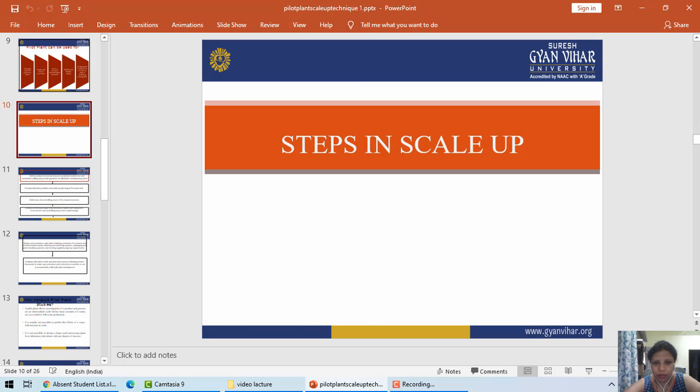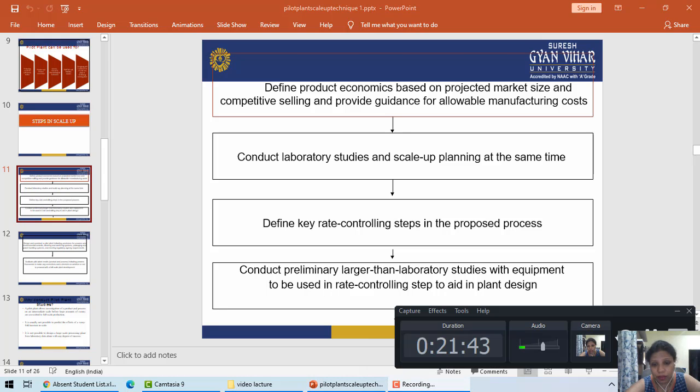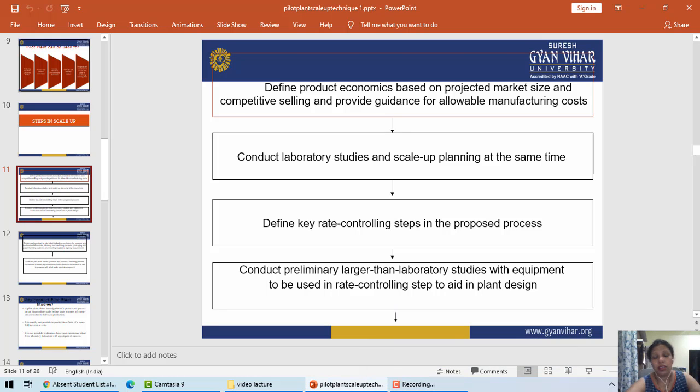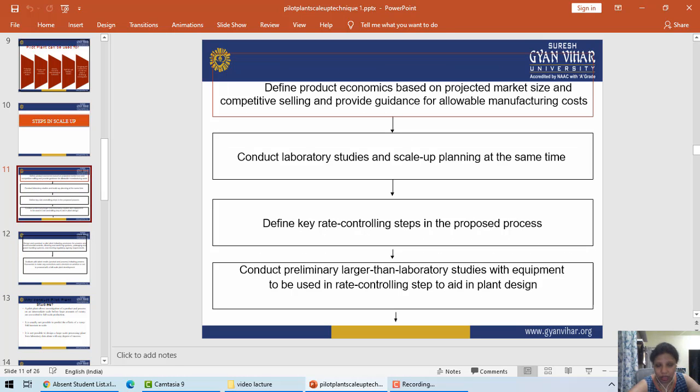Okay, the next is steps in scale up. What are the steps we should follow when we are using the scale up technique? There are many different steps which we can use for the scale up. First you can read out these steps. There is a 6 step process for the scale up.